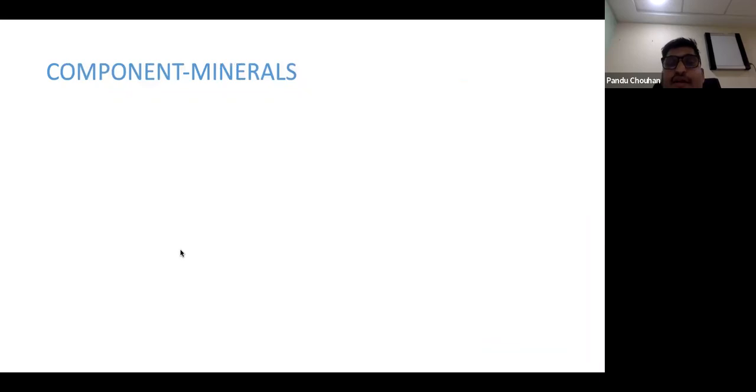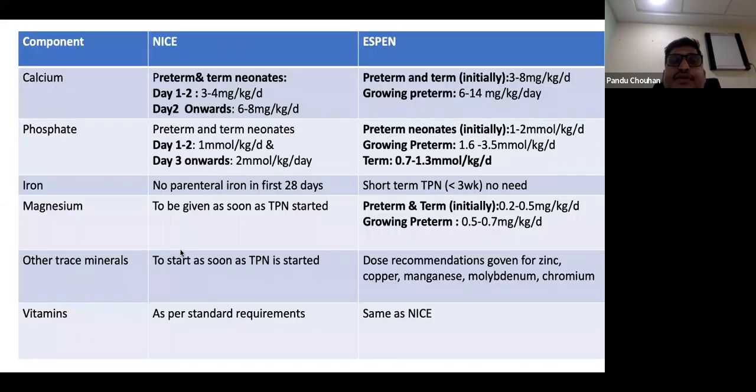So now we have seen the macronutrients. Now let's look at the minerals. Calcium should be started from day 1 itself. For day 1 to 2, it is 3 to 4 milligram per kg per day. From day 2 onwards, it is 68 milligram per kg per day. Similarly, there are many differences in the European society.